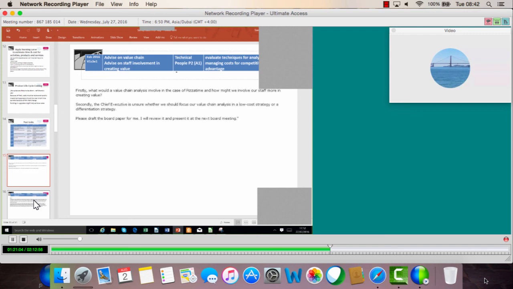And then the second part of the question, I think that comes from another section of the syllabus, which was secondly, the chief executive was unsure as to whether we should focus on value chain analysis in a low cost strategy or in a differentiation strategy. That is very much looking at another aspect of Porter, and that would be the differentiation versus low cost aspect, and the avoidance of stuck in the middle.